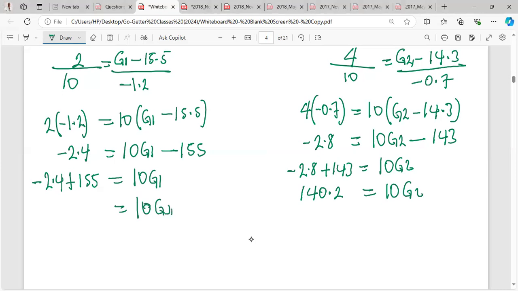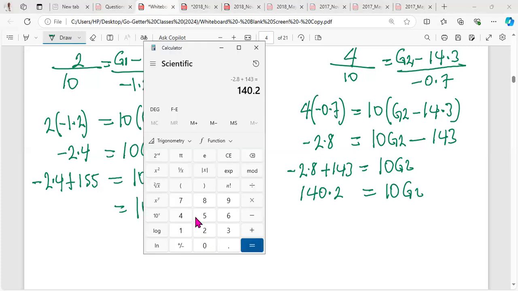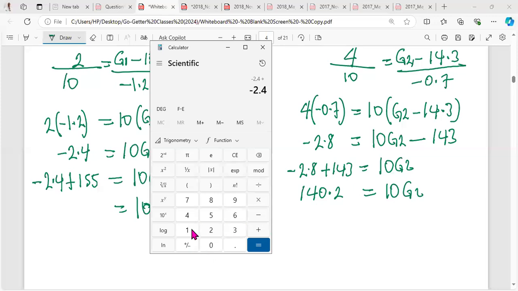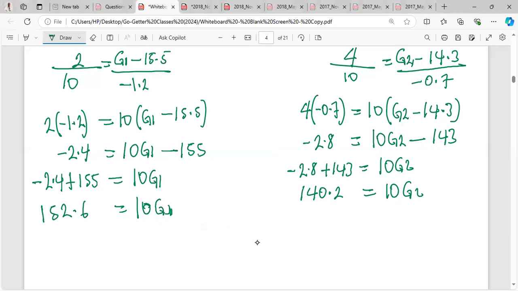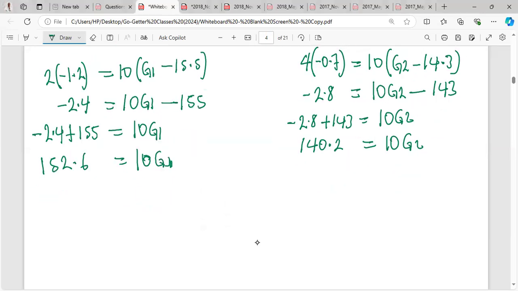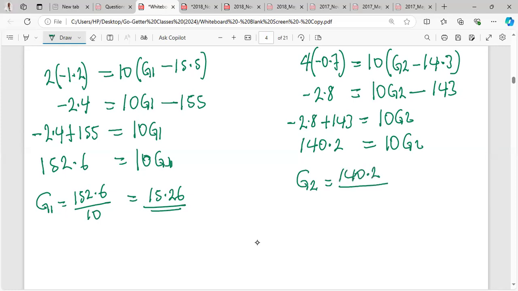Now, if I come here, this will be equal to 10G1. Okay, so what will I do? I will say minus 2.4 plus 155, that will give me 152.6. 152.6 equals 10G1. So if you make G1 the subject of the formula, your G1 will be 152.6 divided by 10, which will give me 15.26. So here, G2 will be 140.2 divided by 10, which is 14.02.